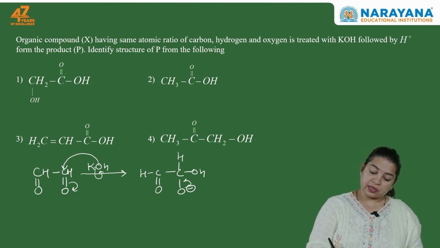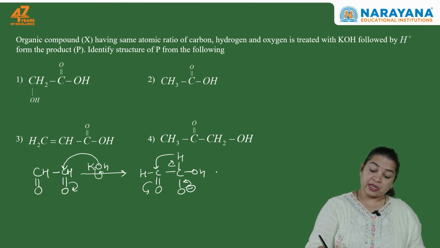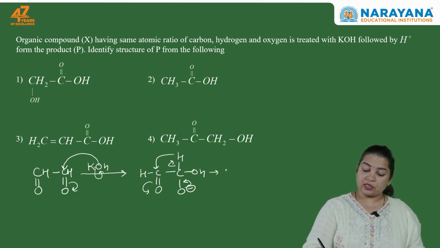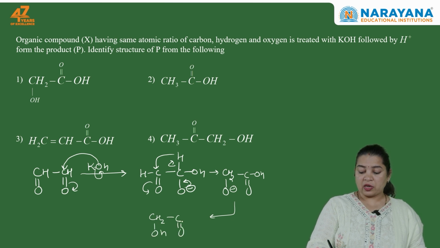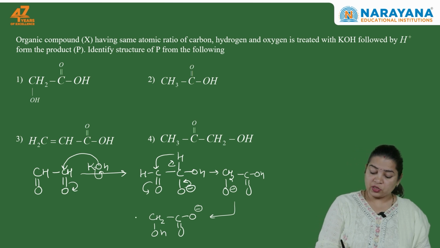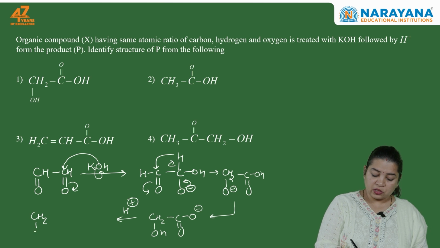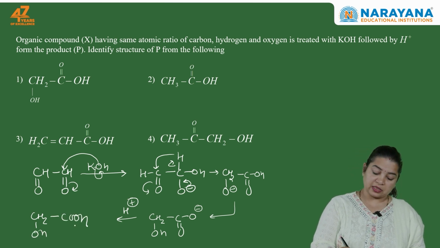Right. Next step is O minus gone. Intramolecular hydride shift. In Cannizzaro, it is intermolecular. Here it is intramolecular. CH2 O minus, COOH. Of course, conditions are basic. This will have intramolecular proton exchange. Till here, it was in presence of KOH. Now it says add H plus. So, CH2OH COOH will be the structure of the product P.